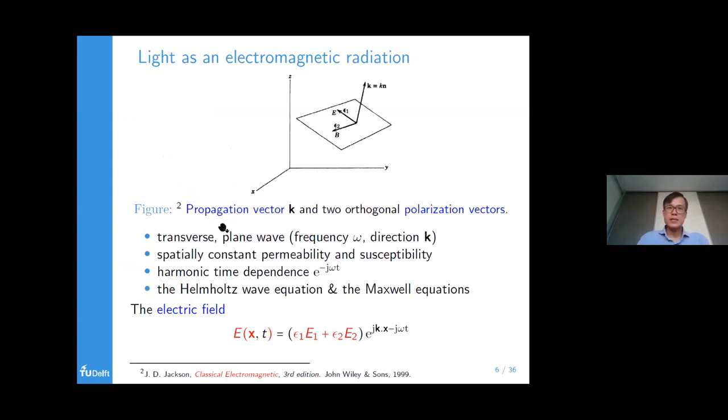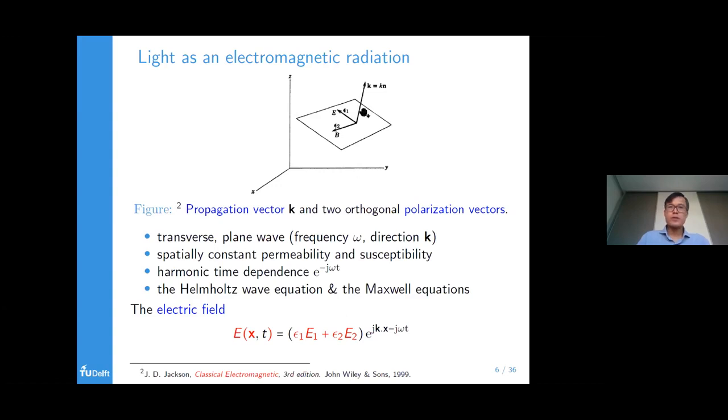We consider light as a transverse plane wave propagating in a direction k in a homogeneous medium with harmonic time dependence, and satisfying the Helmholtz wave equation and the Maxwell equations. Light is an electromagnetic radiation, but only the electric field carries the intensity of the light. So we only focus on analyzing the electric field as the solution to these differential equations.